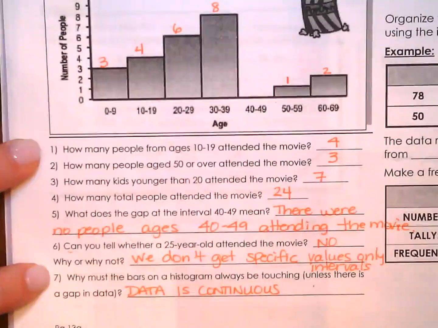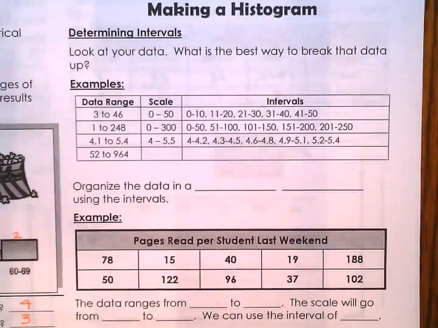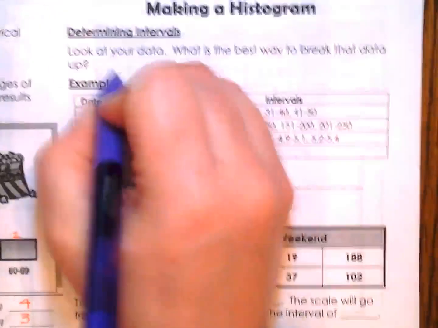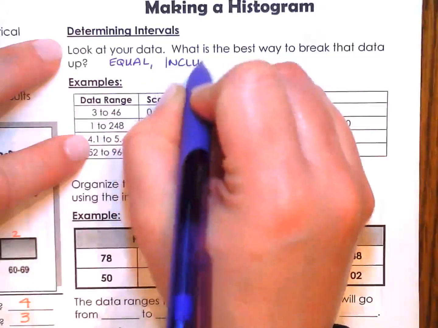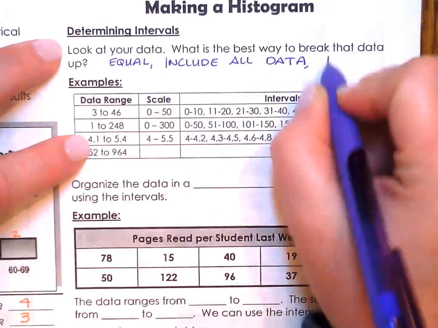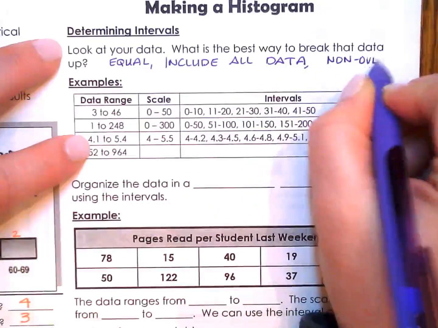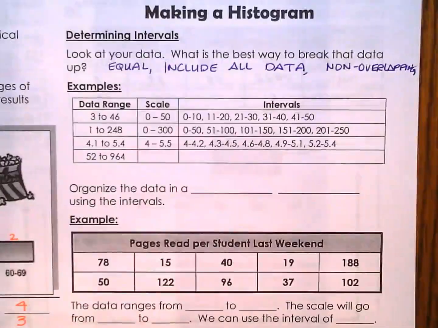All right. So let's take a look at determining intervals. The other day we talked about how intervals had to have 3 things. They had to be equal. They had to include all data. And they had to be non-overlapping. So whatever we choose as our intervals for any set of data, we are going to make sure that they're equal, they include all the data, and they don't overlap.